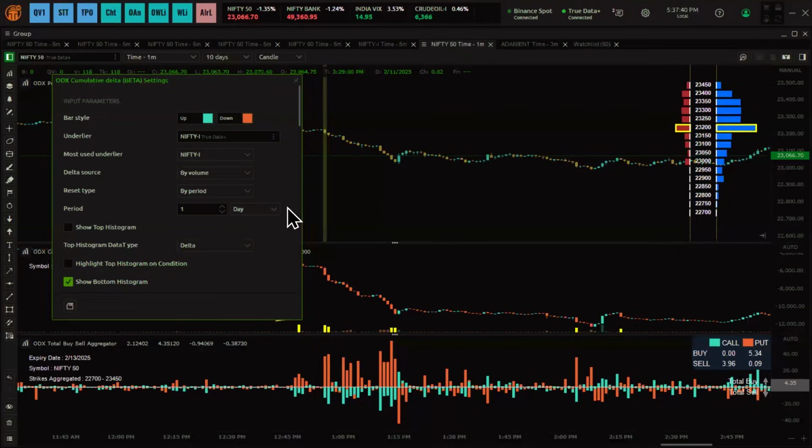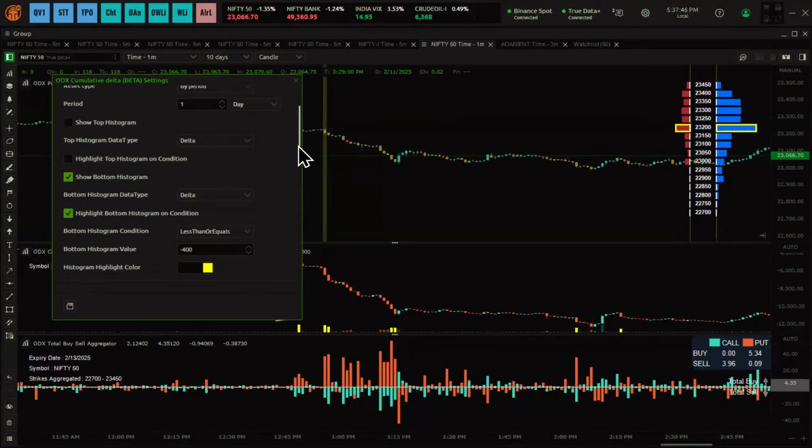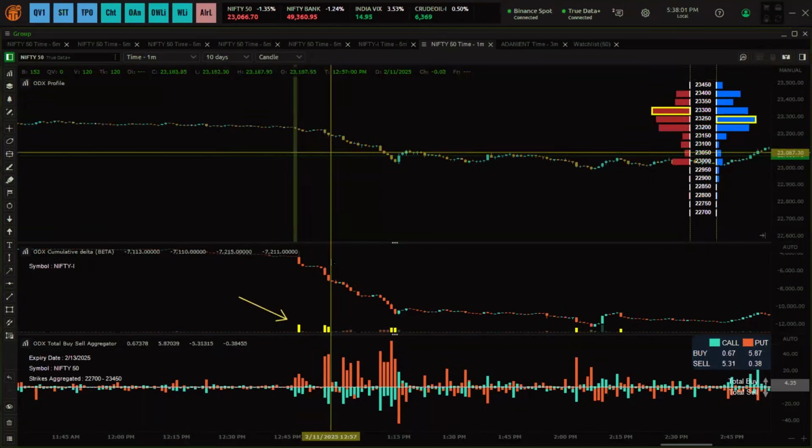So I can write a condition. The condition is whenever the delta is above 1,000 or below -400, I want this to be highlighted. In a 1 minute, because previously we were looking at 5 minutes, right? So I'm now checking 1 minute. So whenever the delta is -400, I want this to be highlighted. So I know that now.